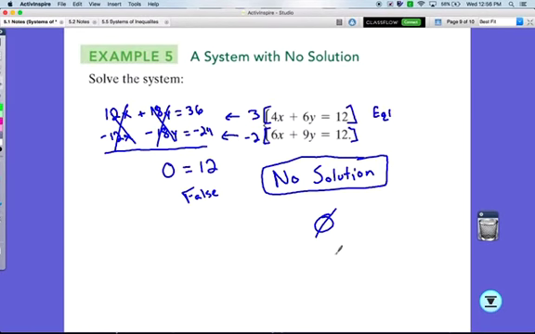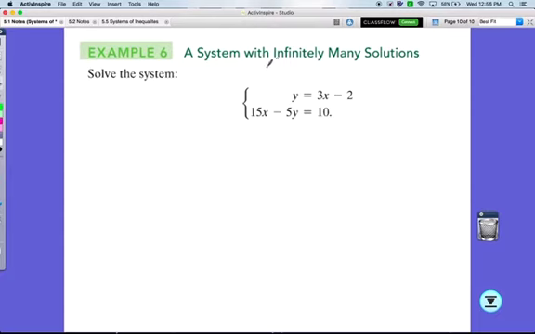Now, a system with infinitely many solutions could look exactly the same. Let's see how this one works. Now, this one is actually set up to do substitution. So I'm going to go and do substitution. Since equation 1 is already solved for y, I can rewrite equation 2: 15x minus 5 times, but instead of y, I'll have 3x minus 2, because that's what y was in equation 1, is equal to 10.